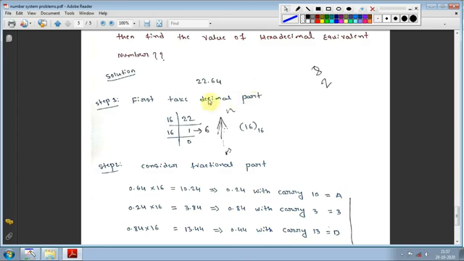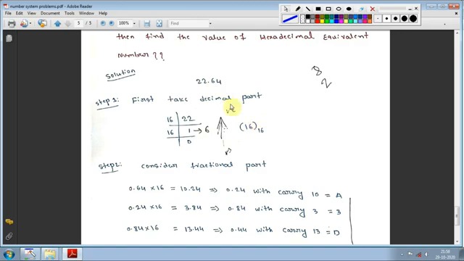First step, we will take the integer part only. Take 22 and divide it by 16. 16 ones are 16 and I will be left with 6. So I can write 1 6, that is MSD to LSD. So for 22 I have got the hexadecimal equivalent 16 to the base 16.